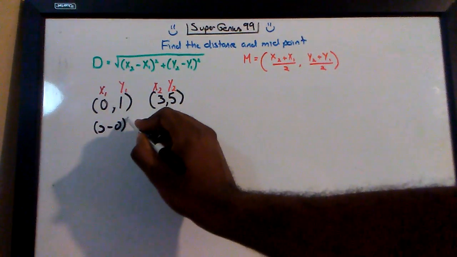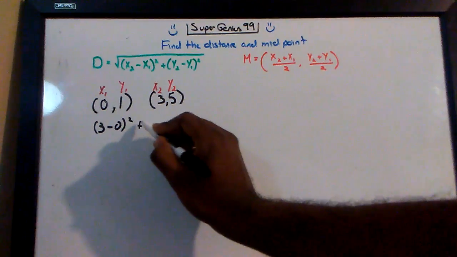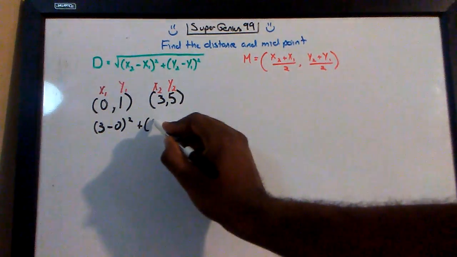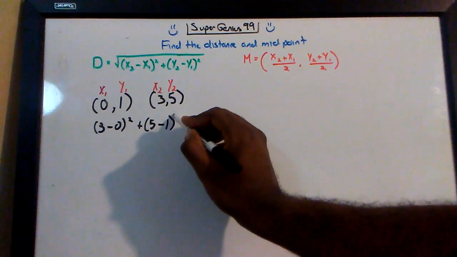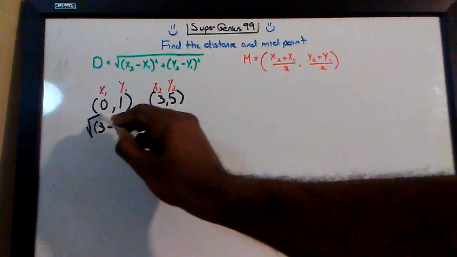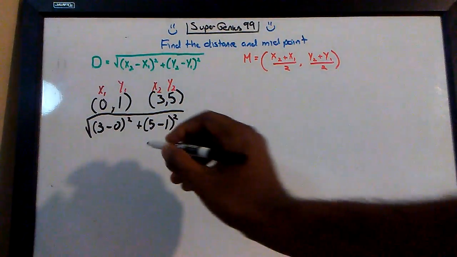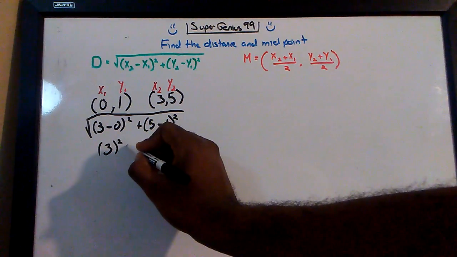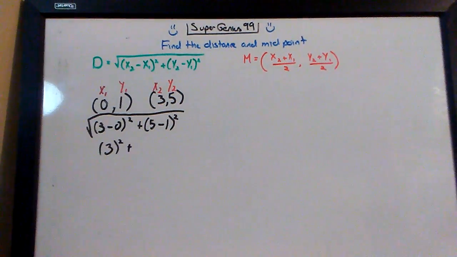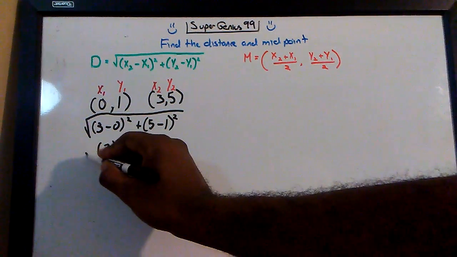Squared plus y sub 2, which is a 5, minus y sub 1, which is a 1, squared. Get the square root of all that. So 3 minus 0 is how much? 3, and we're going to square it. 5 minus 1 is how much? 4. We're going to square it.